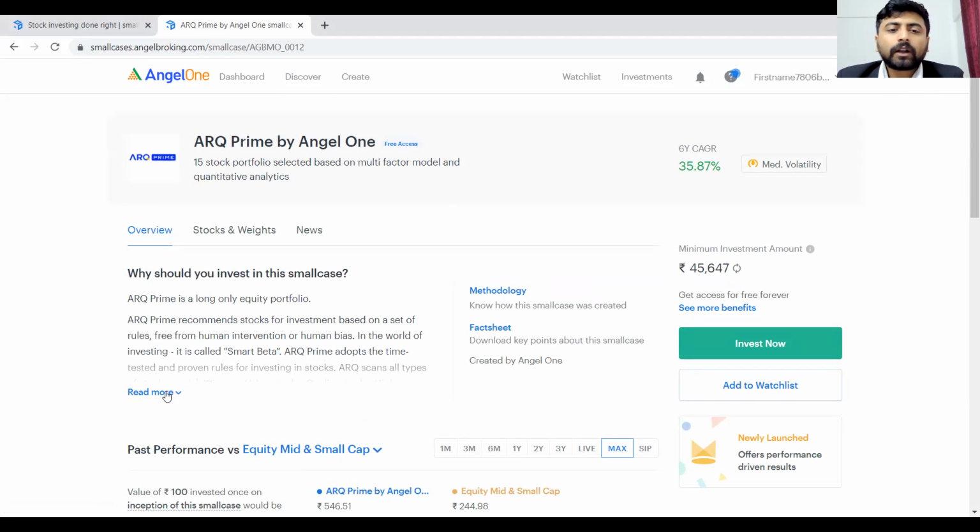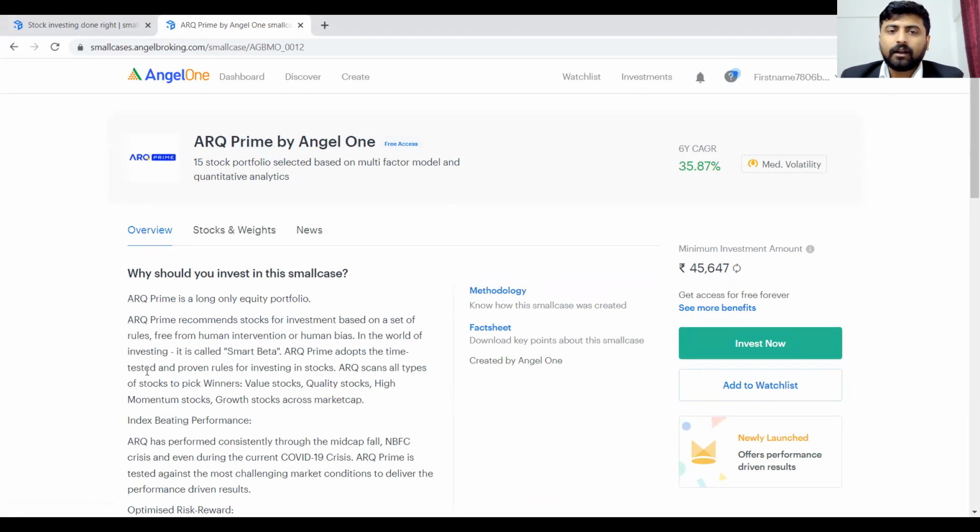Now, what you're seeing on the screen, let me explain each element one by one. The name of the small case will be mentioned right over here. The name of this particular small case is ARQ Prime by Angel One. And what this small case does in one line will be mentioned below it.